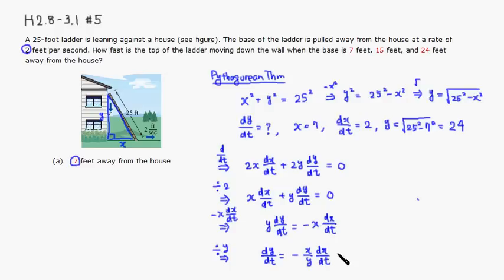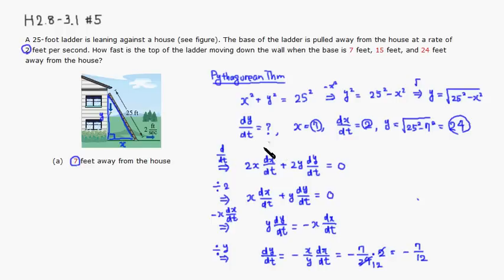Then we just plug in the known numbers. It's negative, x is given to be 7, so plug in 7 here. Y we found to be 24, so 24 is there. Then dx over dt is given to be 2, so times 2. We can simplify: 2 and 24 cancel out, giving 12 on the bottom. So it's going to be negative 7 over 12.